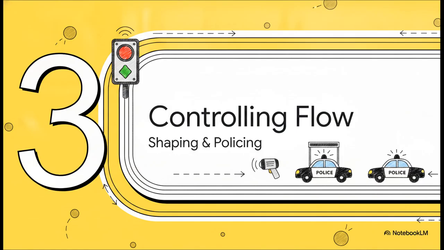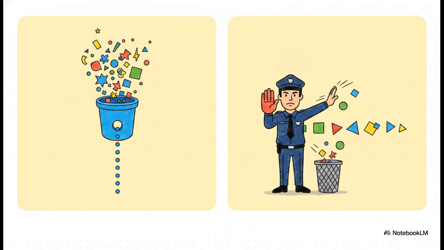Moving on to Section 3, controlling flow, shaping and policing. So we have two main ways to control the flow here. Traffic shaping tries to make the traffic pattern predictable. It actually delays packets to smooth out sudden bursts, acting literally like a leaky bucket. If you pour water in way too fast, it holds the excess and lets it leak out at a steady, controlled drip. Traffic policing, on the other hand, is a lot more ruthless.